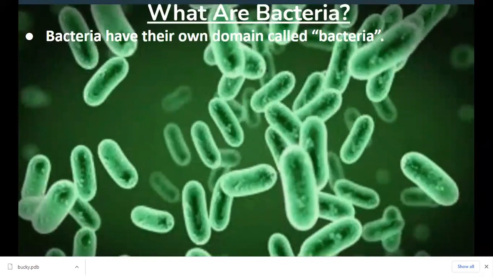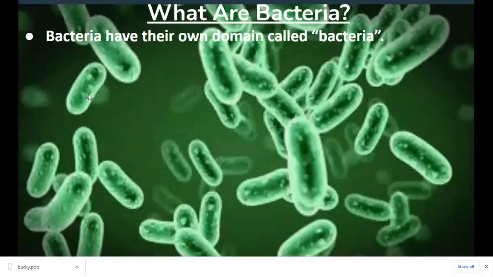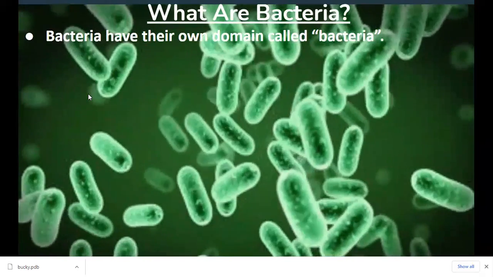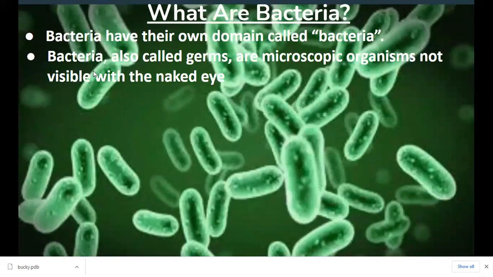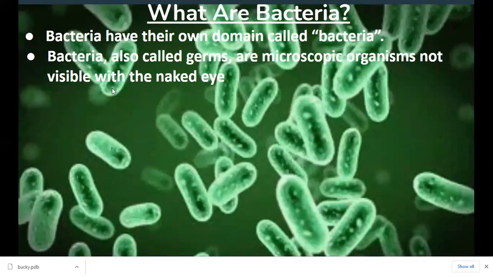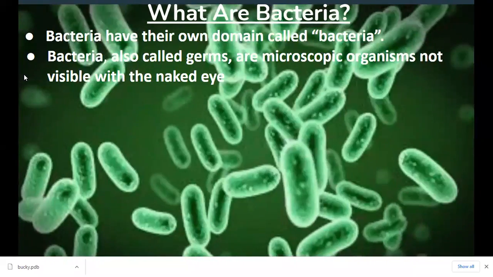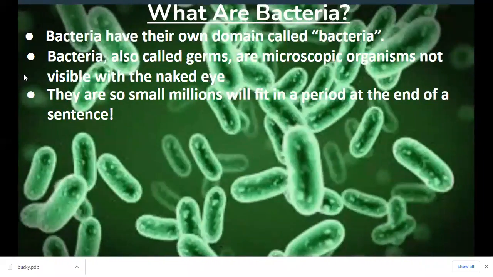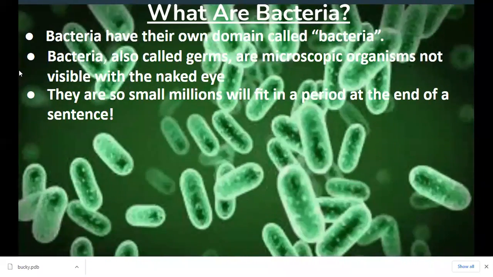So bacteria have their own domain called bacteria. We are no longer in the eukarya domain. We are now in a domain all by itself called bacteria. Bacteria are also called germs. They are microscopic organisms that are not visible to the naked eye. You have to use a microscope to see them. They are so small, millions will fit in a period at the end of a sentence. Millions. That's how small they are.